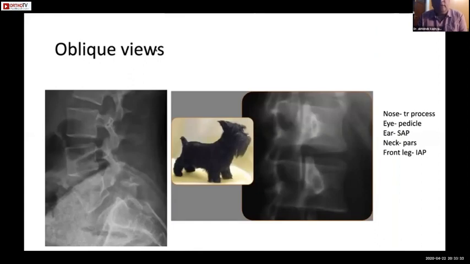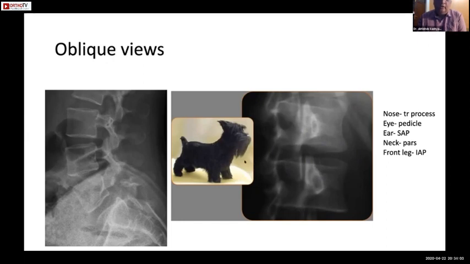We need to order sometimes the oblique views. They are basically for spondylolisthesis or a pars interarticularis fracture. You basically have to see the Scottish terrier. A Scottish terrier is a normal sign, which is comprised of the nose, which is formed by the transverse process, the eye by the pedicle, the ear by the superior articular process, the neck by the pars, and the front leg by the inferior articular process.